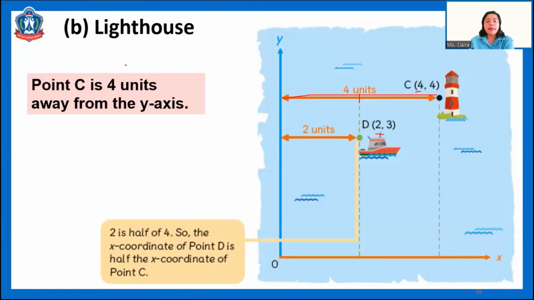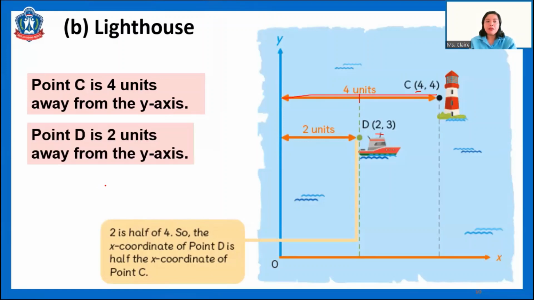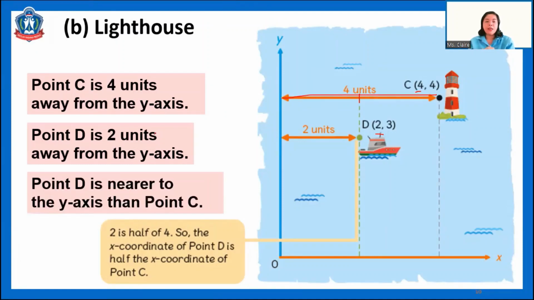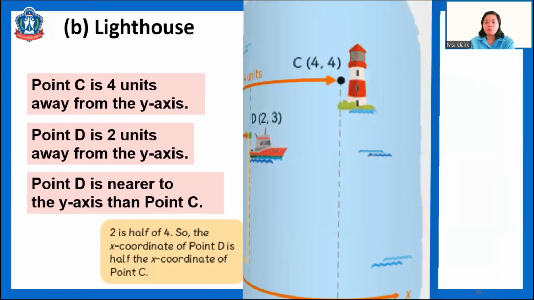Okay, so point C is 4 units away from the y-axis, right? Point D is 2 units away from the y-axis, so it's only half. So point D is nearer to the y-axis than point C. Yeah, because the x-coordinate is half, 2, so it's nearer to the y-axis.